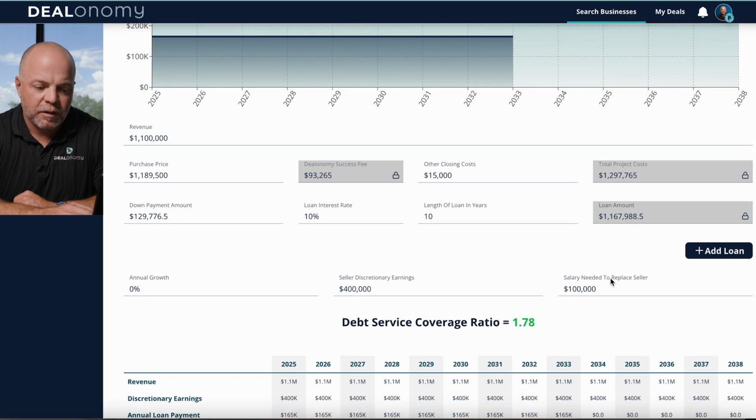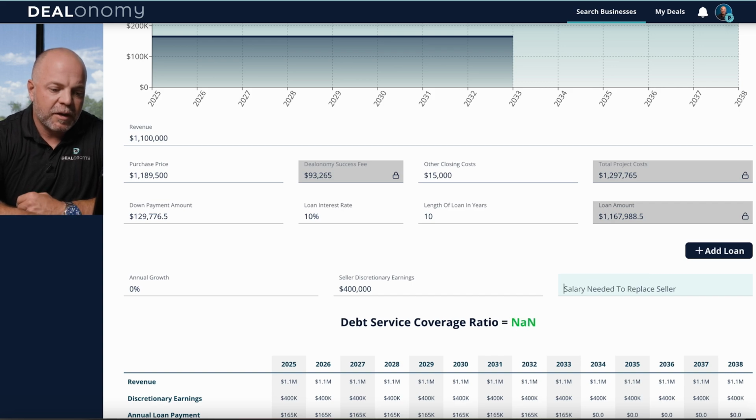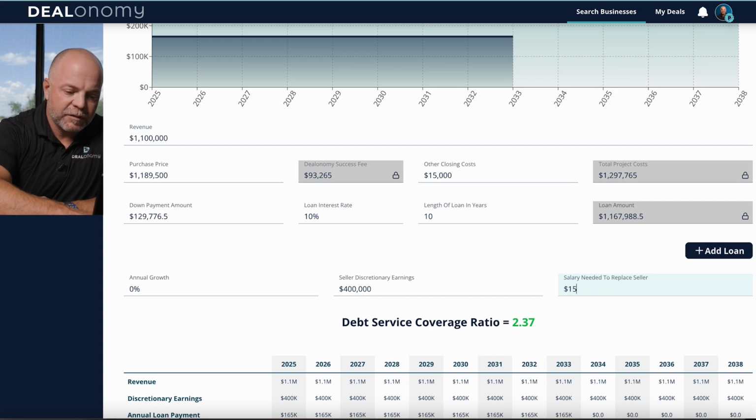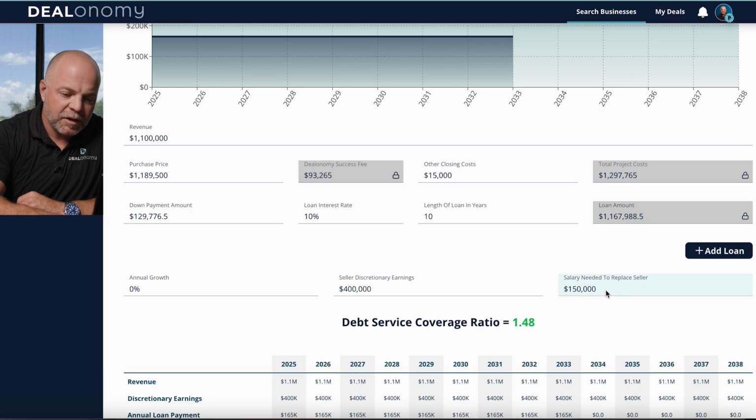So this salary needed to replace seller field, it just means, what do you need to pull out of this business personally as a salary at minimum? Some of you are going to have a working spouse that you can live off of their income, and you don't need to pull any out of the business. So you can make this a 0. And I'm going to be playing with this as we go. So let's make this 0. And then some of you might say, I need to make 150,000 out of this business. And then some of you might say, I just need 80,000.